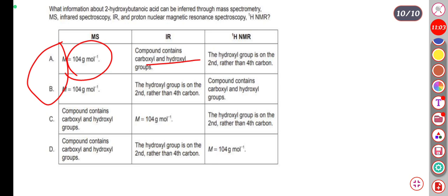The hydroxyl group is on the second rather than on the fourth carbon. To which carbon atom a particular hydrogen atom is attached can be identified from proton NMR spectroscopy.